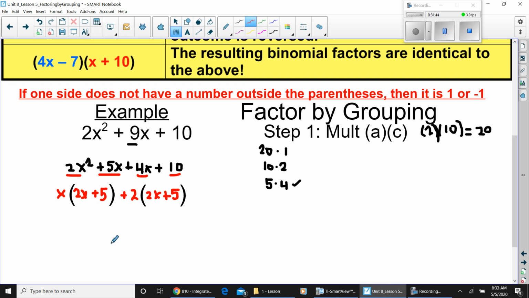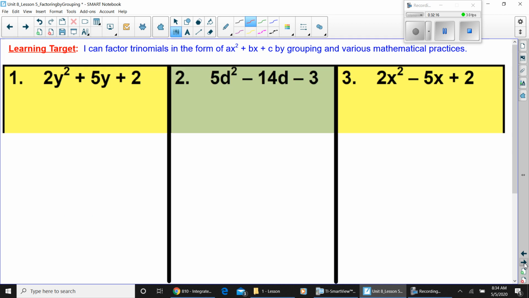Okay, so last step, put them together. x plus 2 in parentheses times 2x plus 5. If you FOILed them, if you did the distributive property, you would get this. That's that question right there.